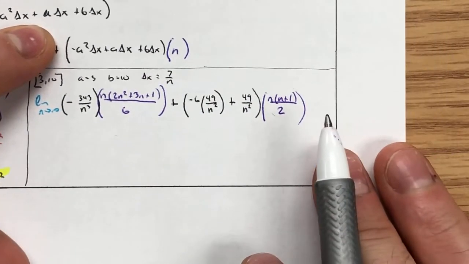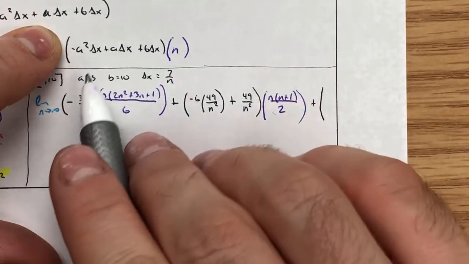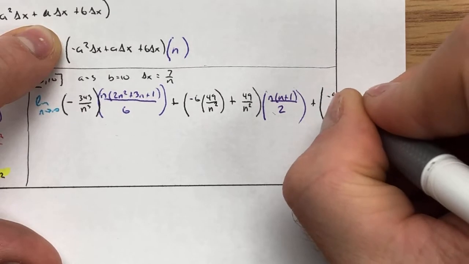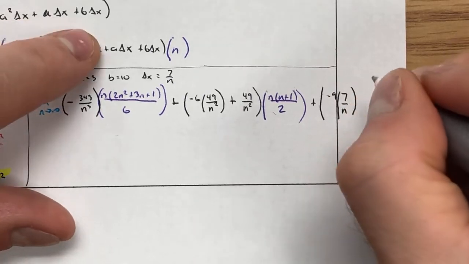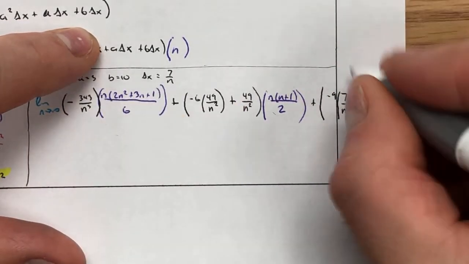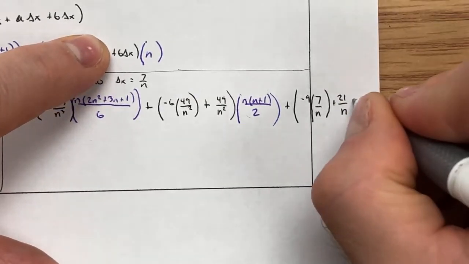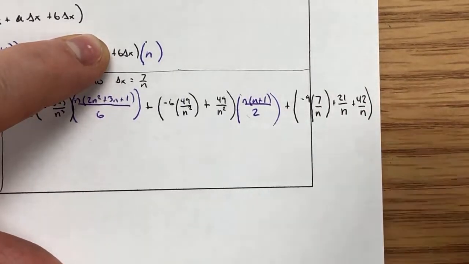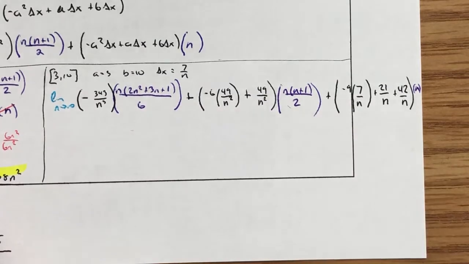And then we're moving on to the third aspect. Negative a squared, so in this case it's going to be negative 9 times delta x, so times 7 over n, plus a times delta x, so 3 times that, so 21, plus 6 times delta x, so plus 42, times n. Kind of using up all our available space here. Okay, that was a little longer, but again, we have to combine this using arithmetic and algebra.